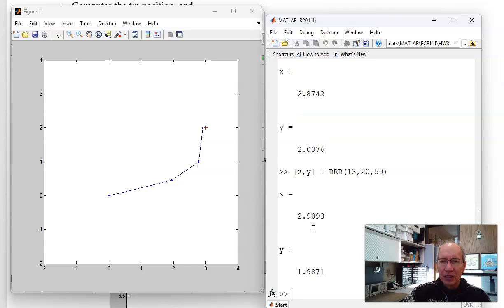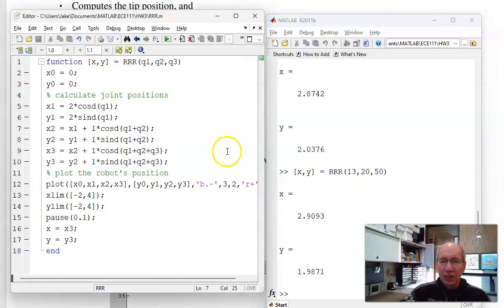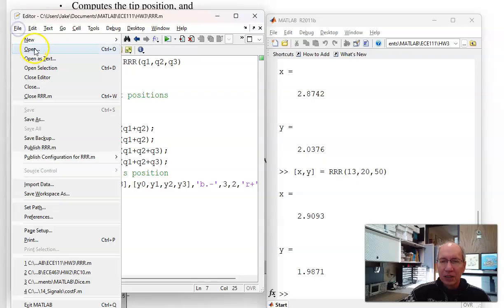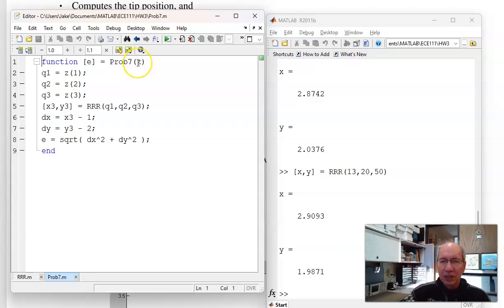Or there's a function in Matlab called fminsearch. Fminsearch tries to find the minimum of a function. So the challenge is to come up with a function that returns a minimum when I'm at 3,2. That'd be something like this. I'm going to call it problem 7. Fminsearch wants a single variable. It can be a 3 by 1 vector, but it wants a single variable to optimize. That's going to be theta 1, theta 2, theta 3. I'll call RRR, and then find the distance to 3,2 and return the distance.